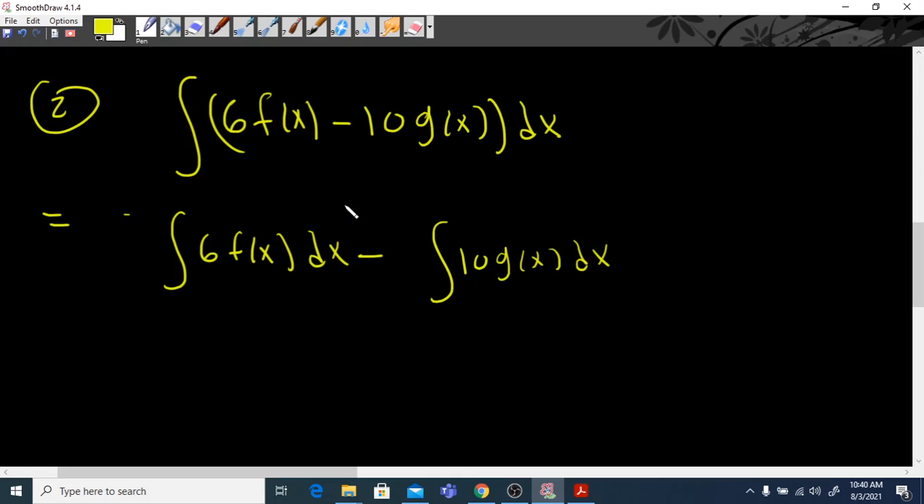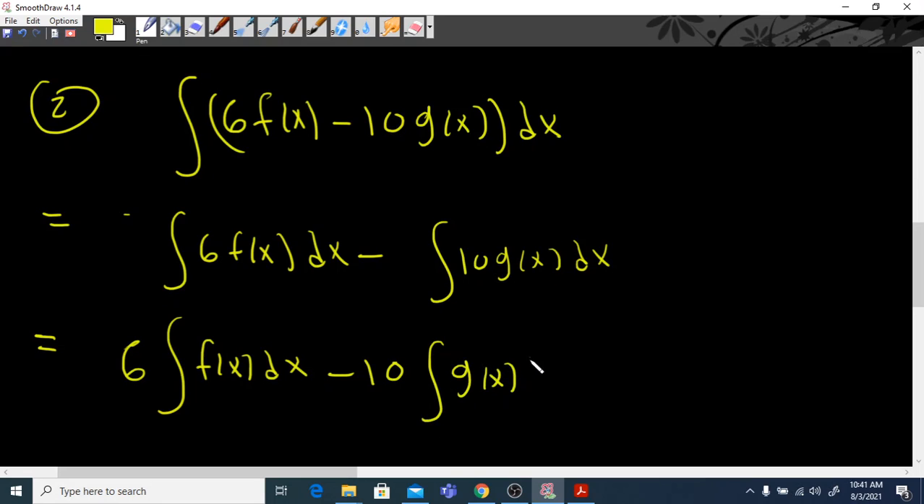So basically you can distribute integrals over addition and subtraction. And we can also take constant multiples and put them in front of the symbol of integration. So this is going to be 6 times the integral of f of x dx minus 10 times the integral of g of x dx.